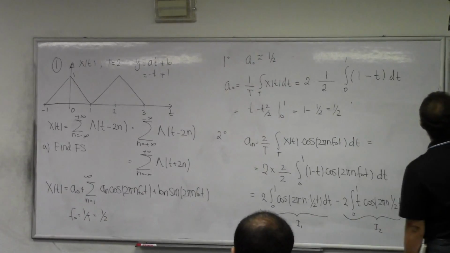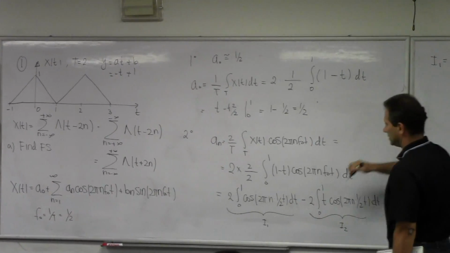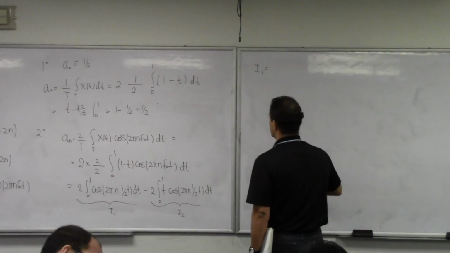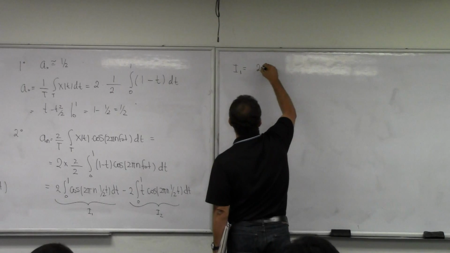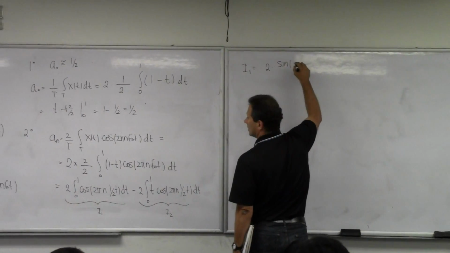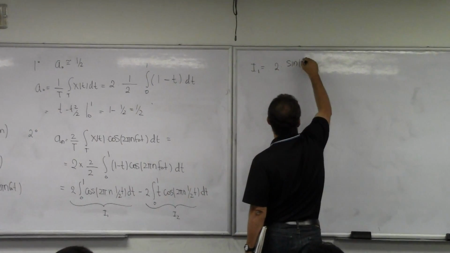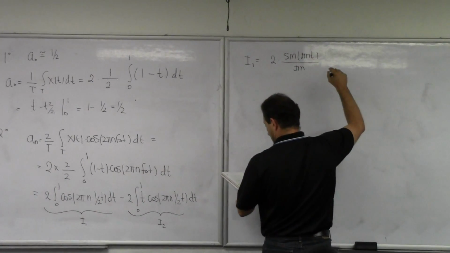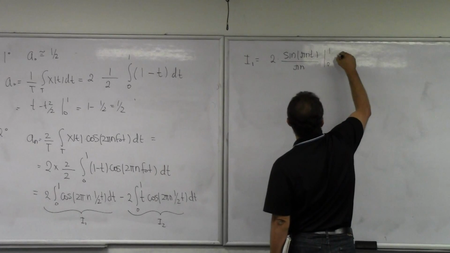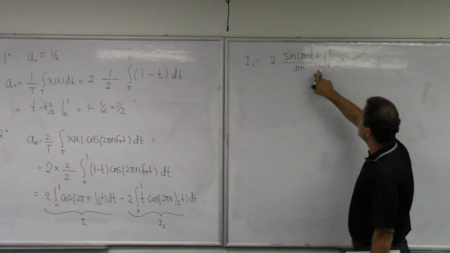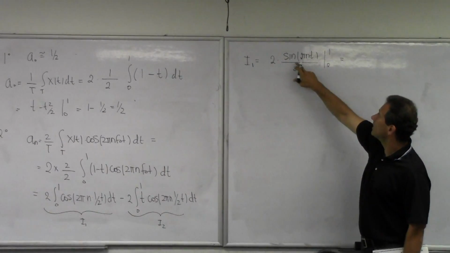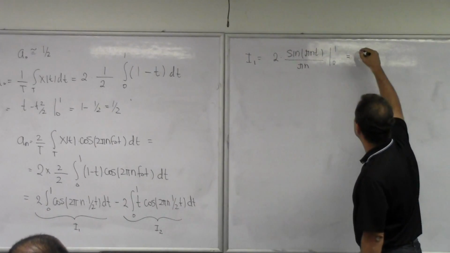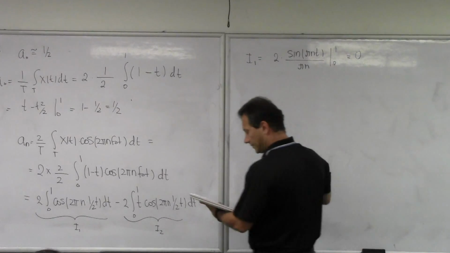I1 is very easy to solve. That's an integral. Integral of the sine is the cosine, of the cosine is the sine. So you end up with 2 times sine of pi n t over pi n, evaluated from 0 to 1. When I substitute 0, it goes to 0. When I substitute 1, I have sine of n pi. What's the sine of n pi? 0. So it's always 0, right? So that one is okay, very easy.